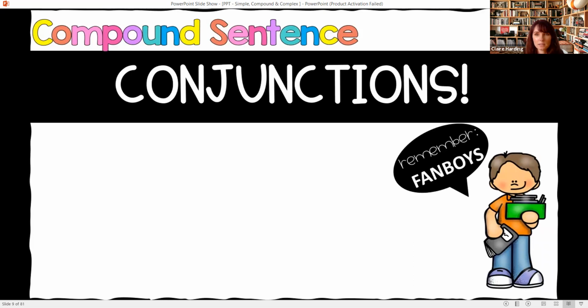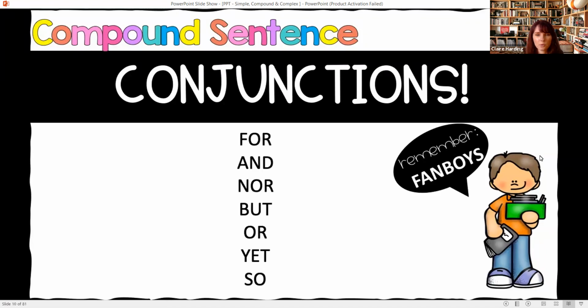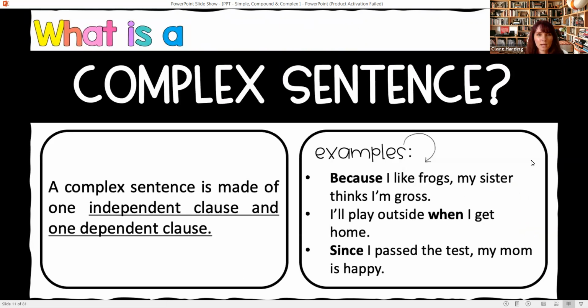So in compound sentences, we have those conjunctions. How can you remember conjunctions? If you remember fanboys, that might help. So fanboys stands for for, and, nor, but, or, yet, so. So remember fanboys, and you've got your conjunctions. So lastly, what is a complex sentence?